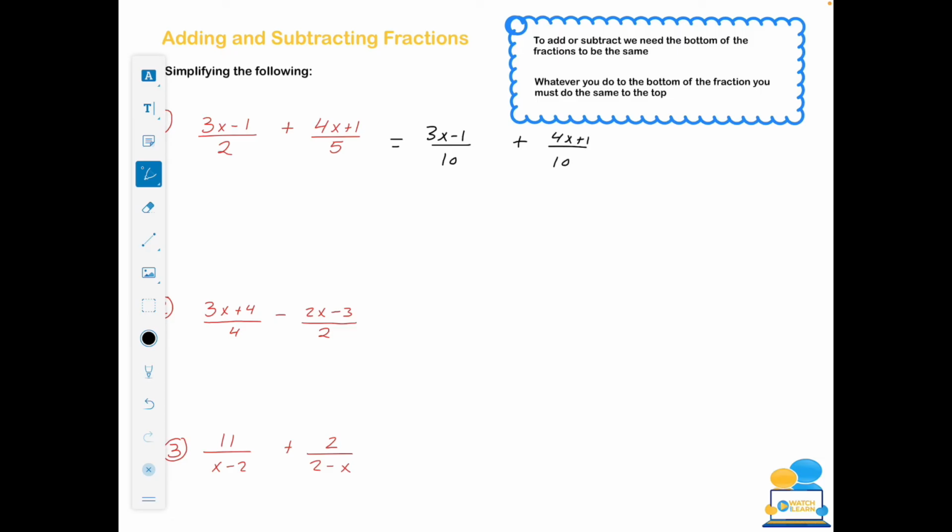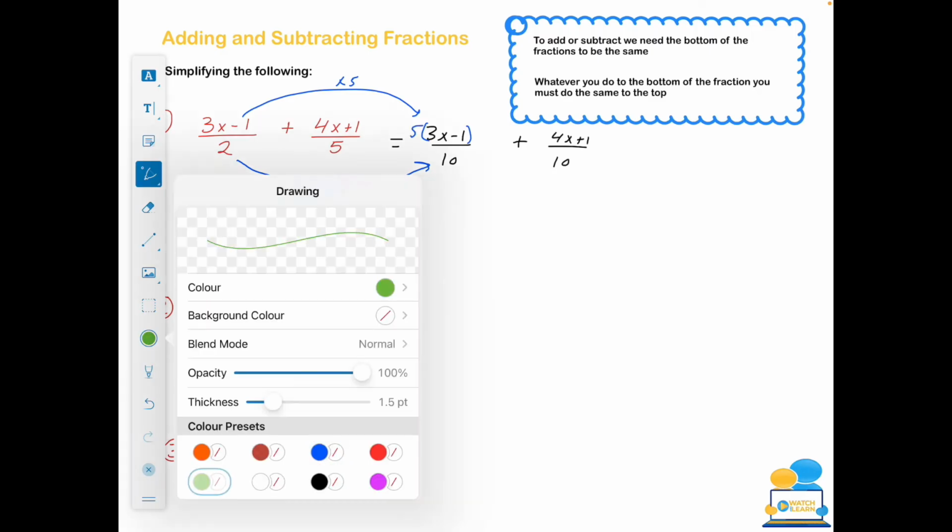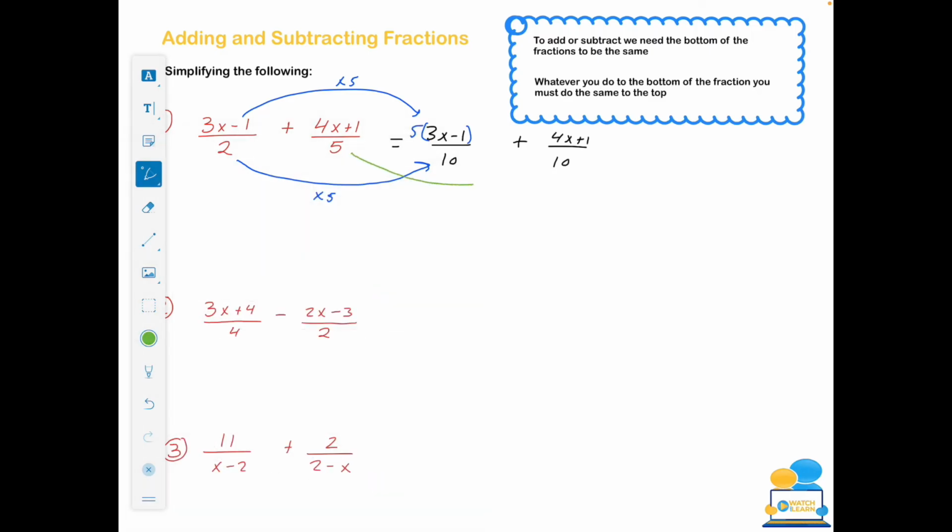Now, obviously that's not allowed. I've broken a load of rules there, so I need to fix this up a little bit. I change this 2 to a 10. Now, you can't magically do that. So how did I actually do it? I multiplied by 5. Whatever you do to the bottom, you have to do to the top. So we're going to put that in a bracket and put a 5 out in front of it. Then same for the other one. This 5 magically became a 10. Can't just do that, so we multiply by 2, so we'll do the same thing to the top.